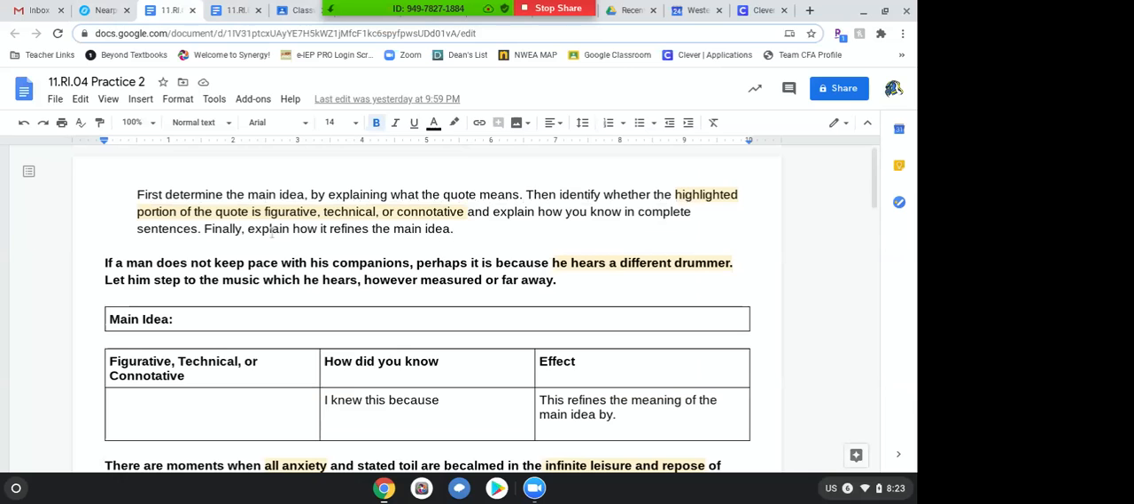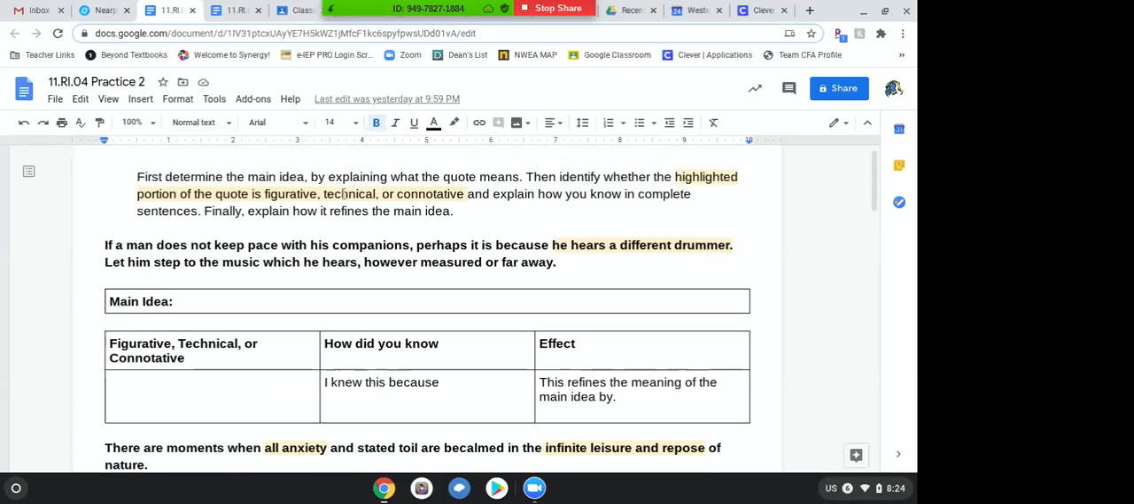So first, you need to determine the main idea by explaining what the quote means. Then identify whether the highlighted portion of the quote is figurative, technical, or connotative. And finally, explain how you know in complete sentences. And then, I guess, finally, explain how it refines the main idea.